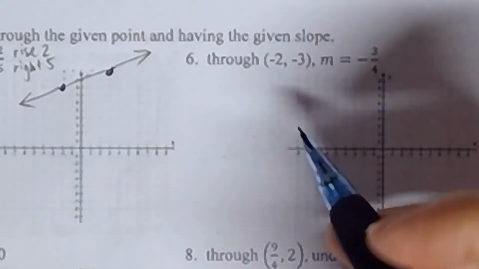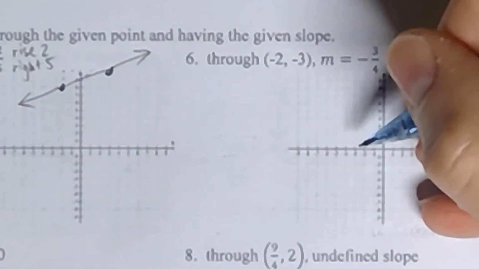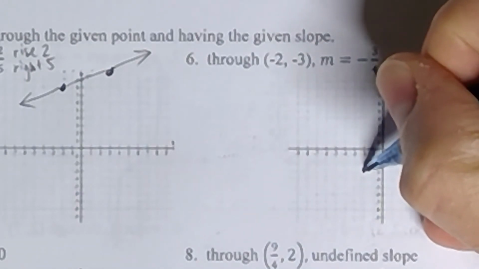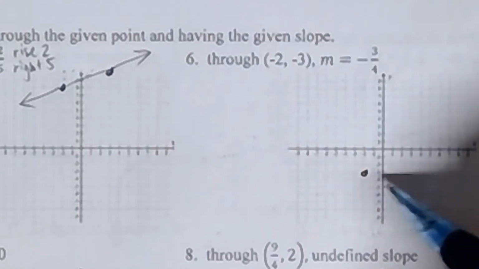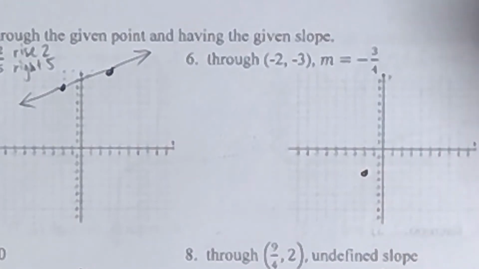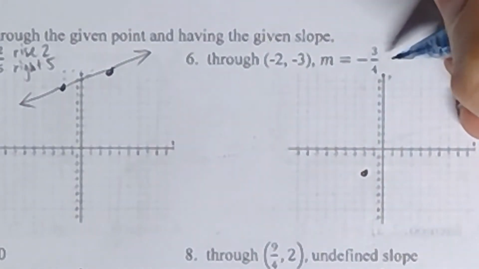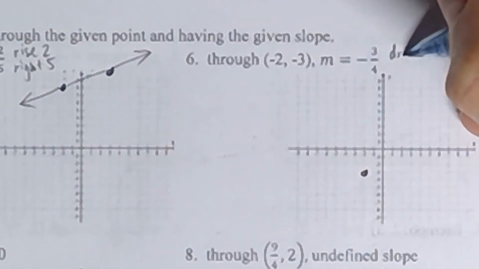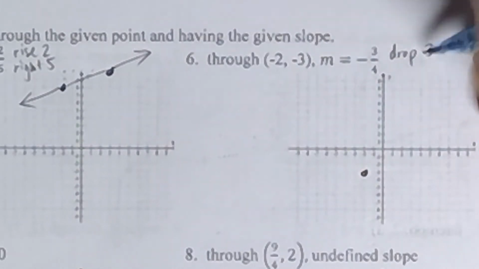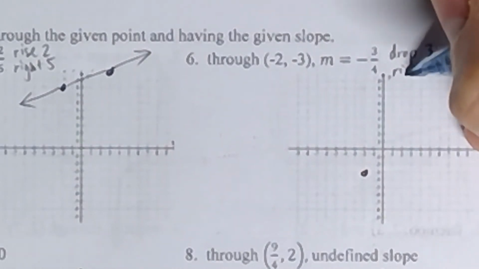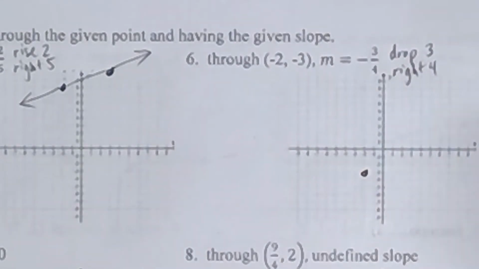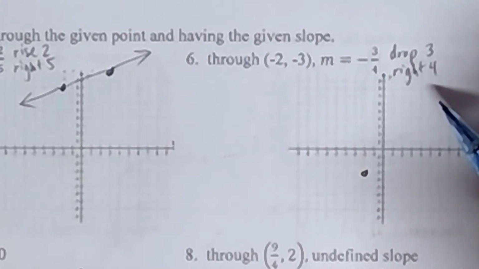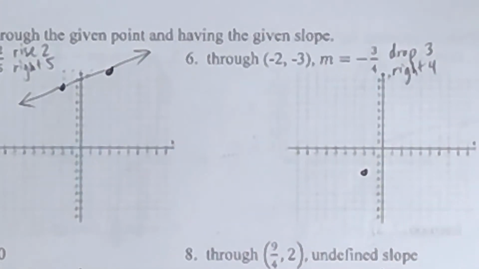It says right here to start out at negative 2, negative 3. Let me put that right here. Negative 2, negative 3. And then since we're supposed to have a negative slope right here, we're going to what? We're going to drop 3 and go to the right 4. Drop 3 and go to the right 4. Okay, because it's a negative slope.